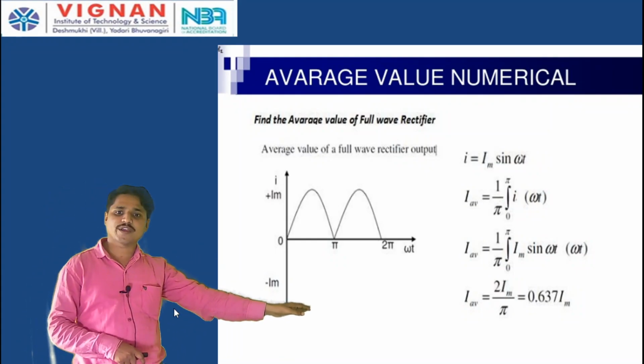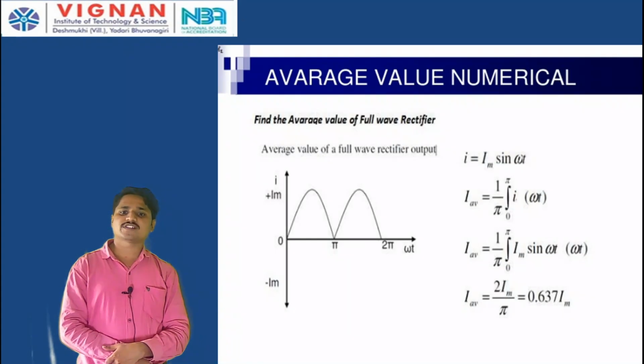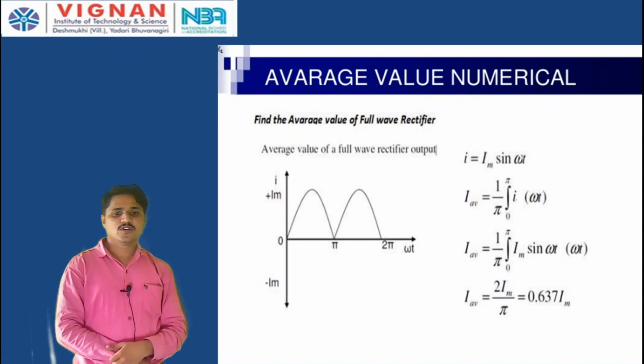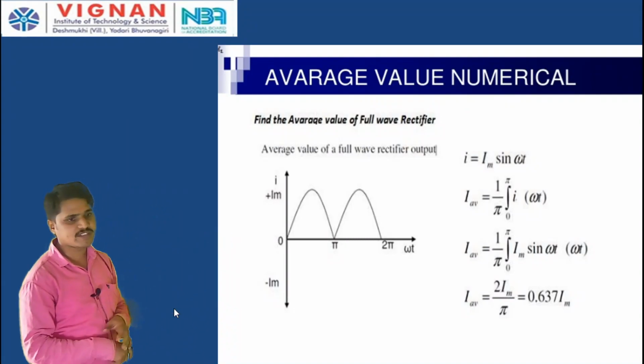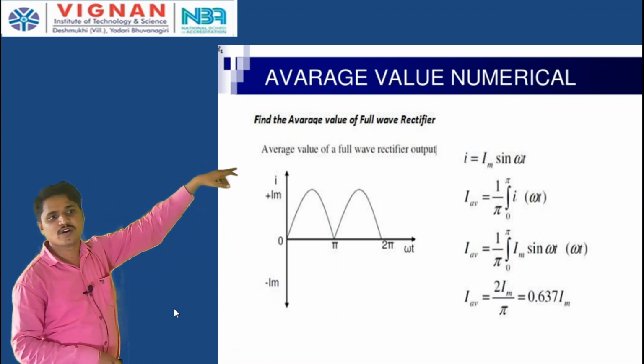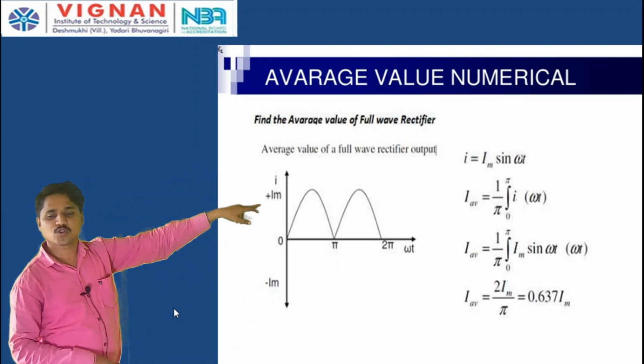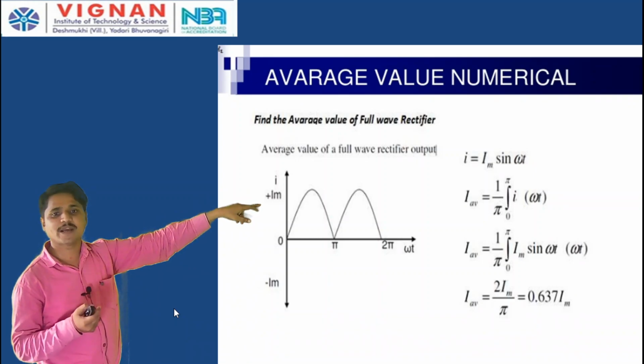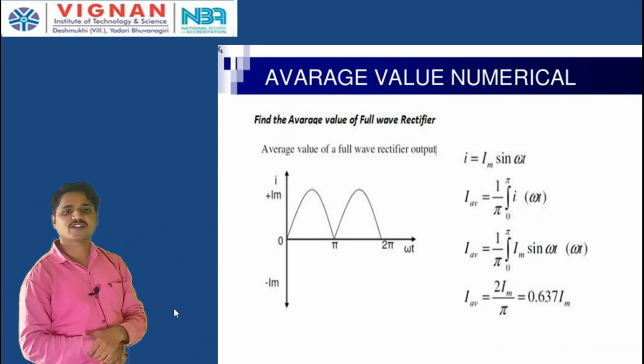So, 2 Im by pi means 63.7% of the maximum value. The average value for this waveform is 63.7% of the maximum value. What is the maximum value here? The peak value is Im. So, 63.7% of the peak value is the average value for this waveform.